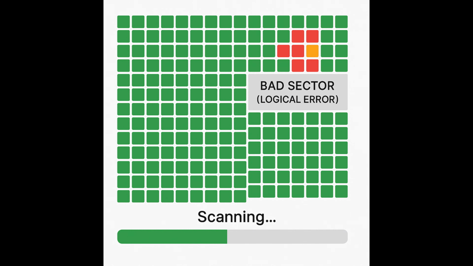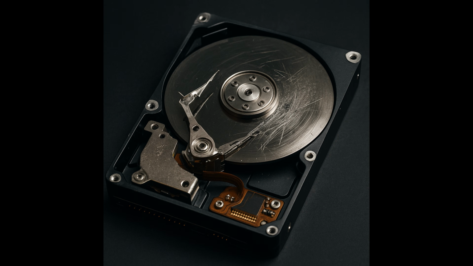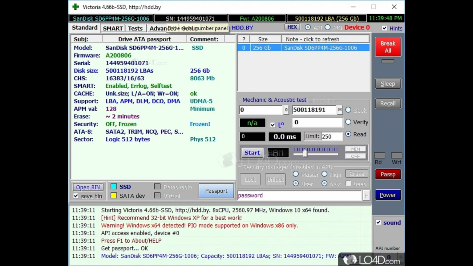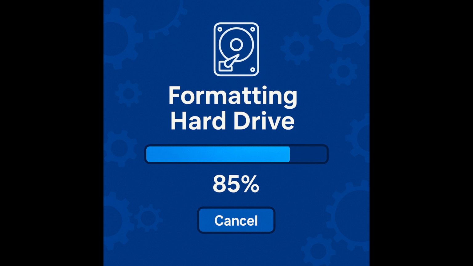In short, soft bad sectors can often be repaired. Hard bad sectors cannot. Use Victoria or CHKDSK for repair, and a full format for the most thorough reset. But always remember, the best protection against bad sectors is a good backup strategy.